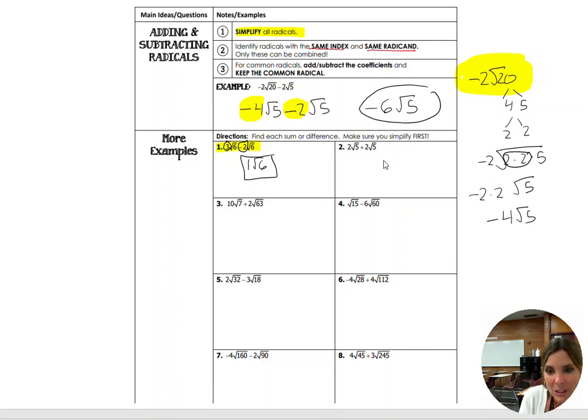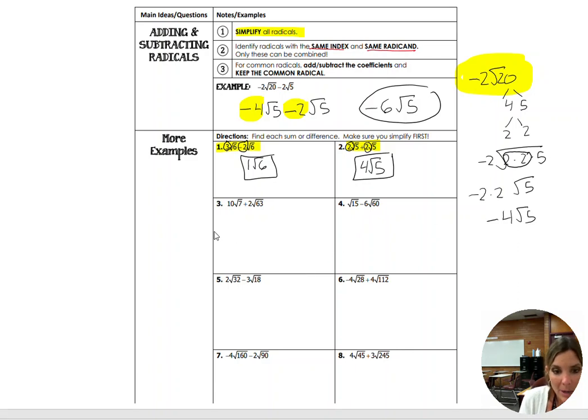Okay, number 2. You can see that we have a 2 root 5 and another 2 root 5. Again, in this example right here, these are already like radicals, and neither one of them can be simplified. So we're going to add the coefficients together. 2 plus 2 is 4, and then we keep the radical the same, so 4 root 5.